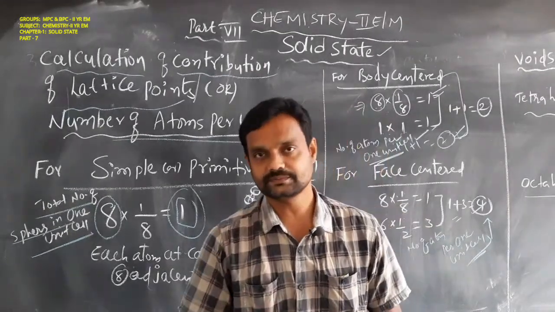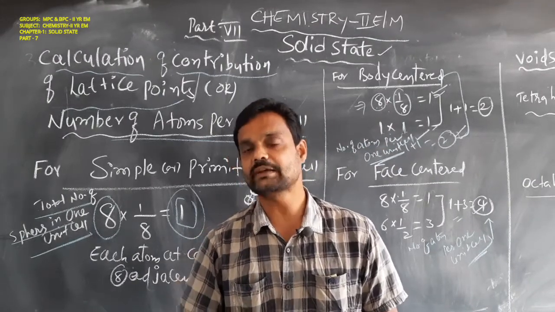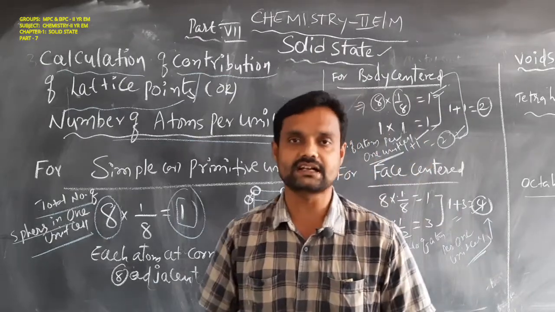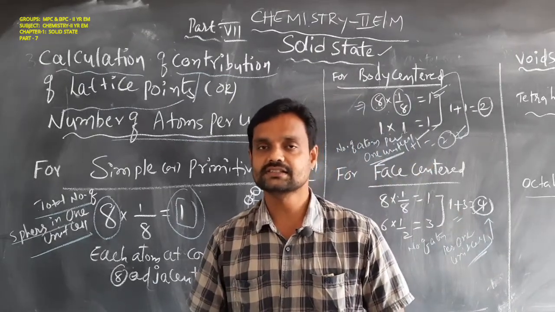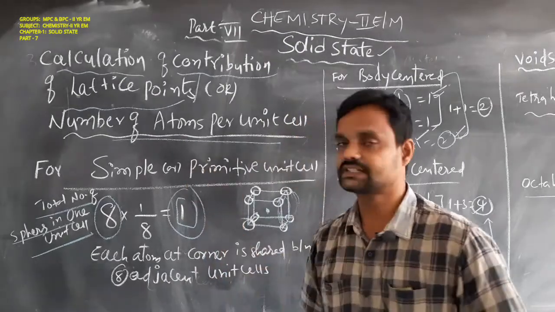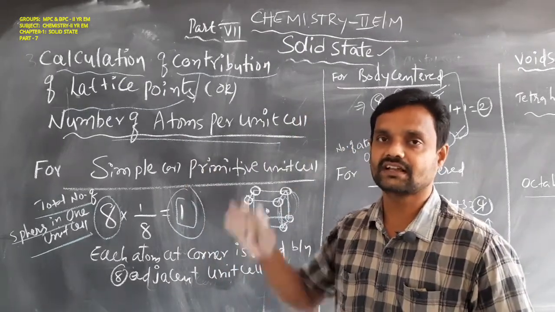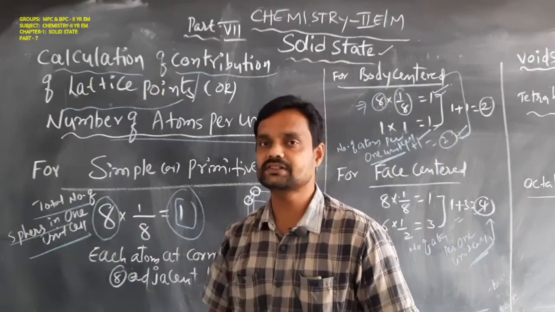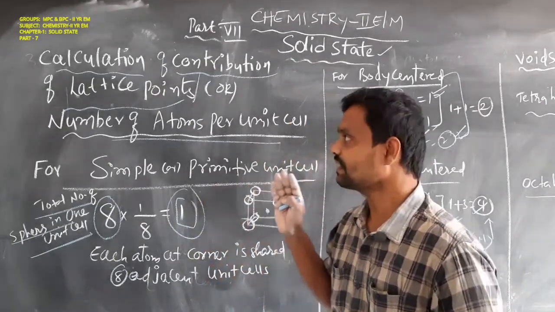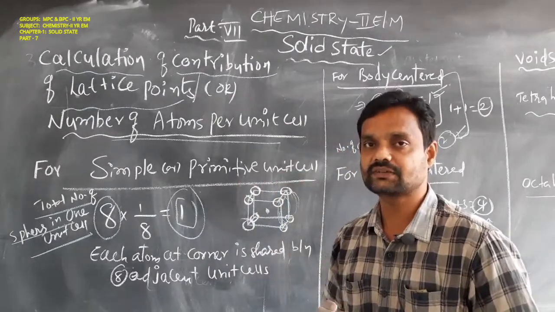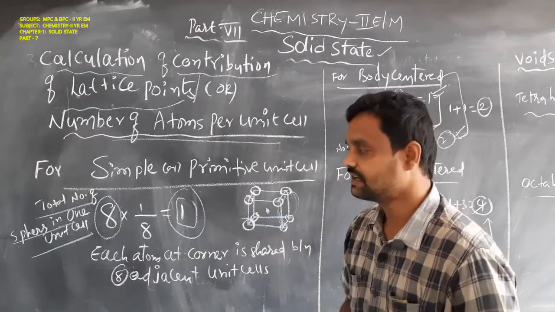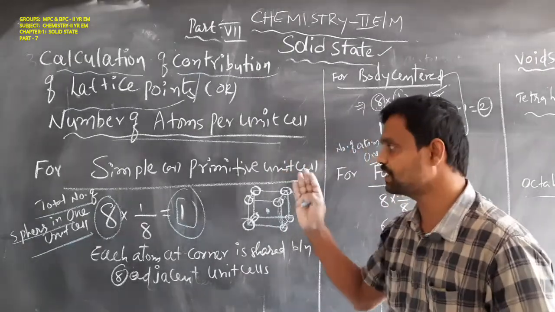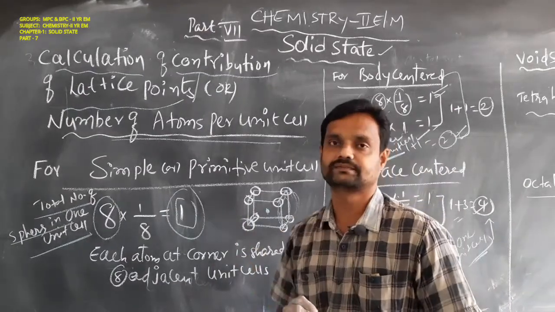In the previous video we learned the types of unit cells, 4 of them, but in the syllabus only 3 types of the unit cells will be covered. On those 3 types, the number of atoms per unit cell: one is the simple or primitive unit cell, then the body centered unit cell, and the face centered unit cell. For the simple or primitive unit cell, the contribution of lattice points is 8 into 1 by 8, that is equal to 1. That means the total number of atoms in one unit cell for the simple or primitive unit cell is 1.